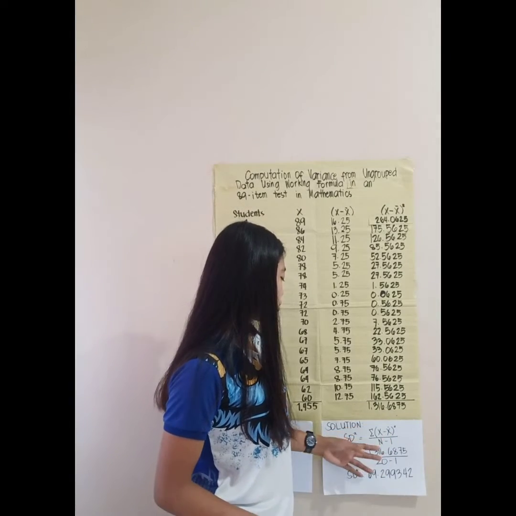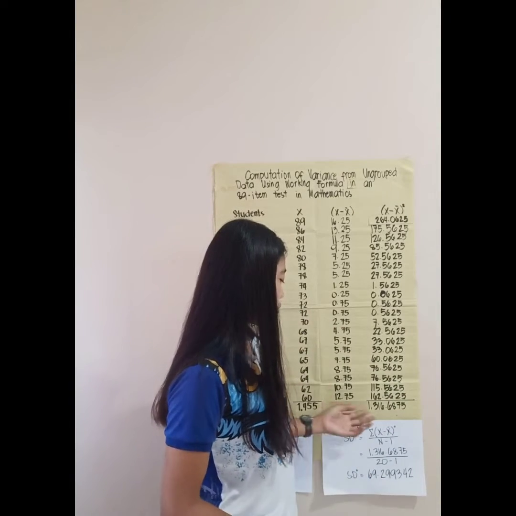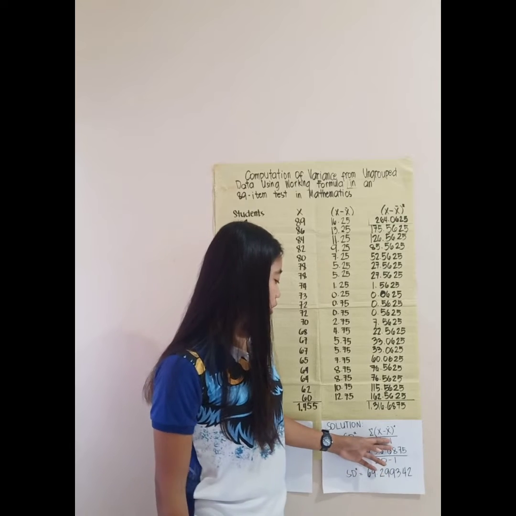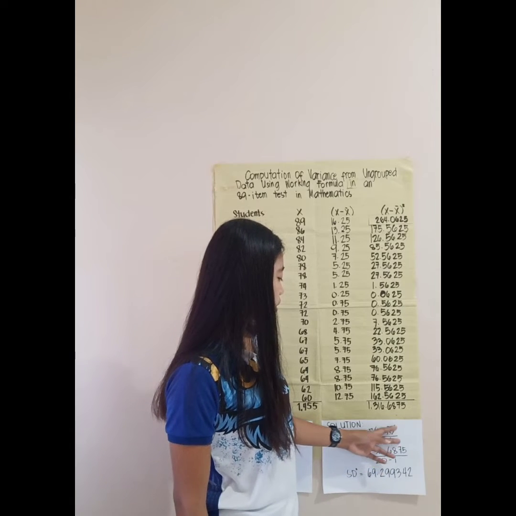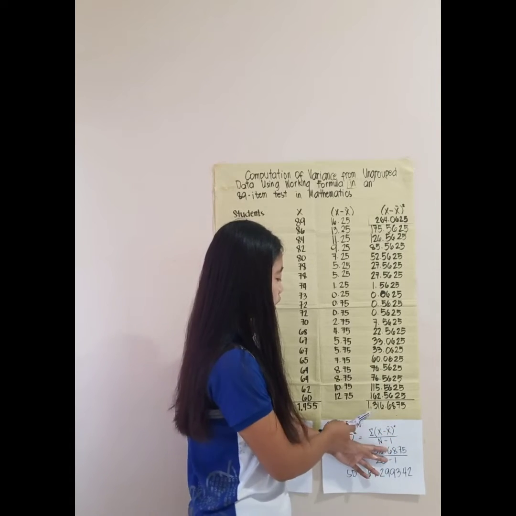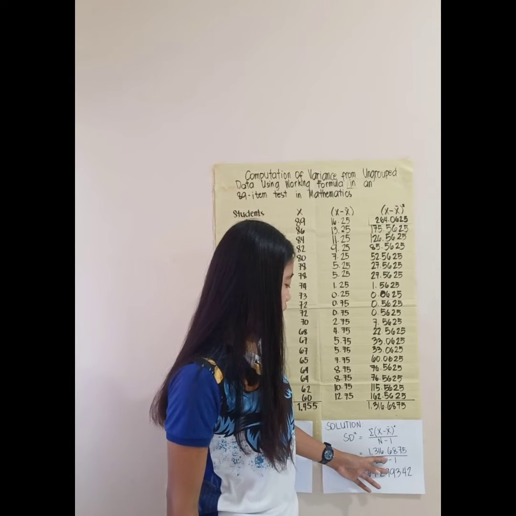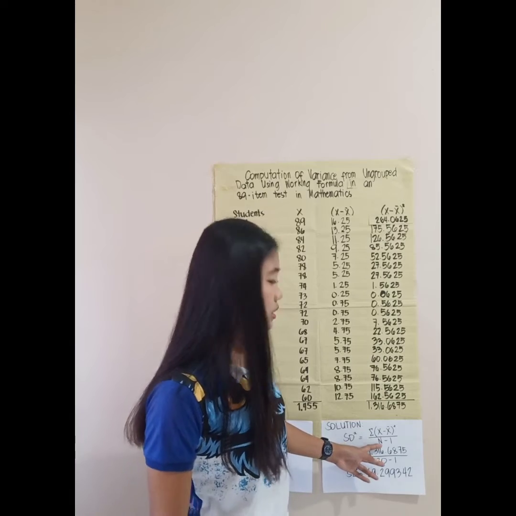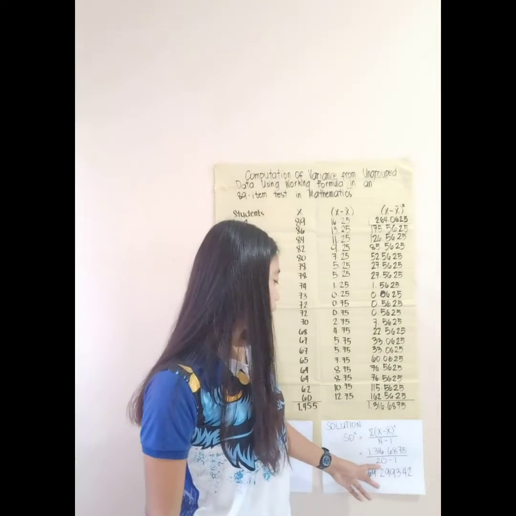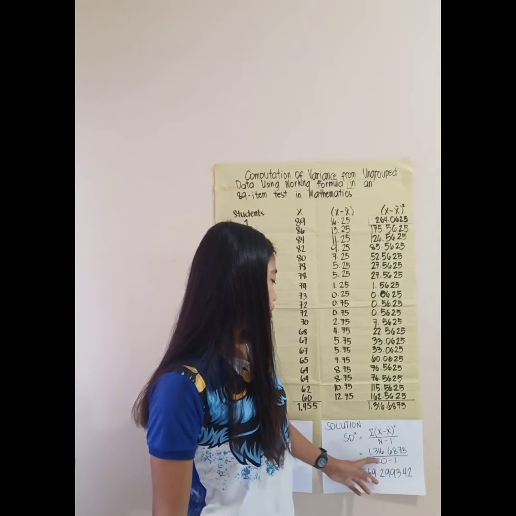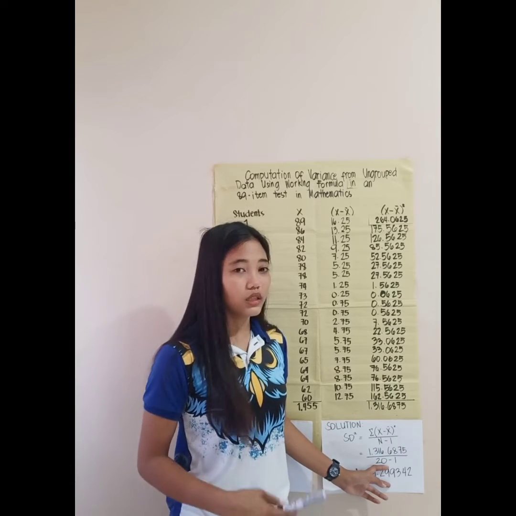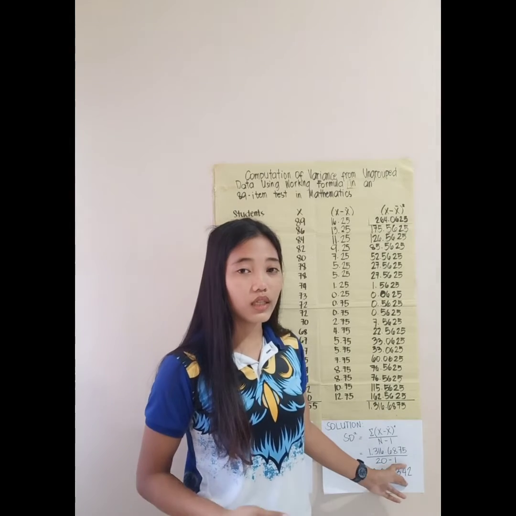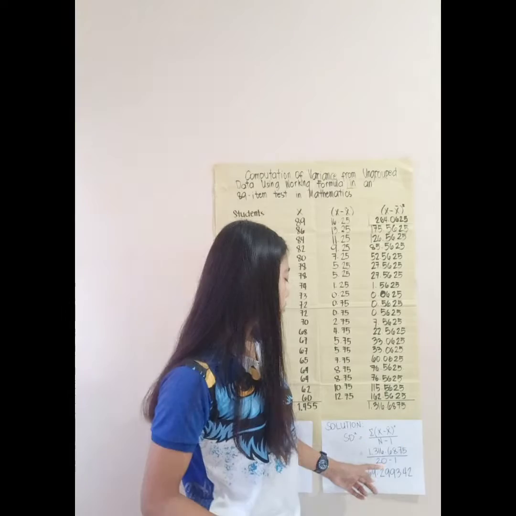Let's substitute in our formula using our table. Now, to substitute the summation of x minus mean squared, which is 1,316.6875. Next, to substitute n, which is 20 minus 1. Just imagine 20 minus 1 is 19. So let's divide it.